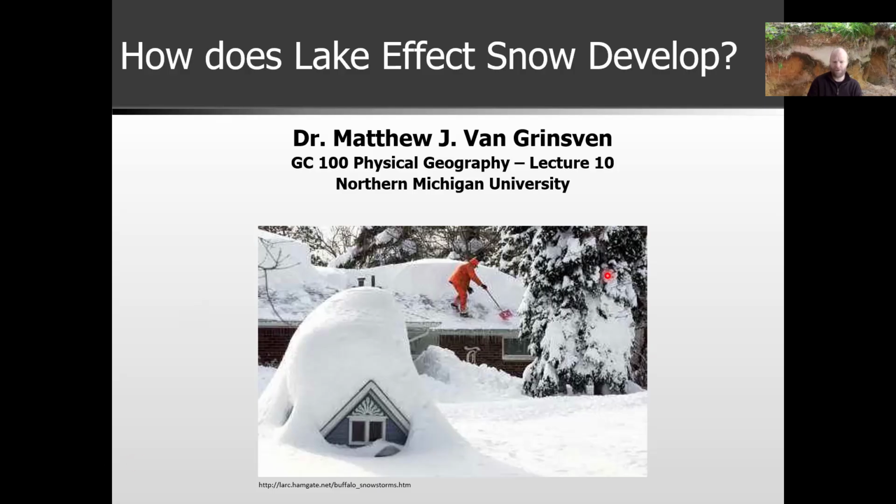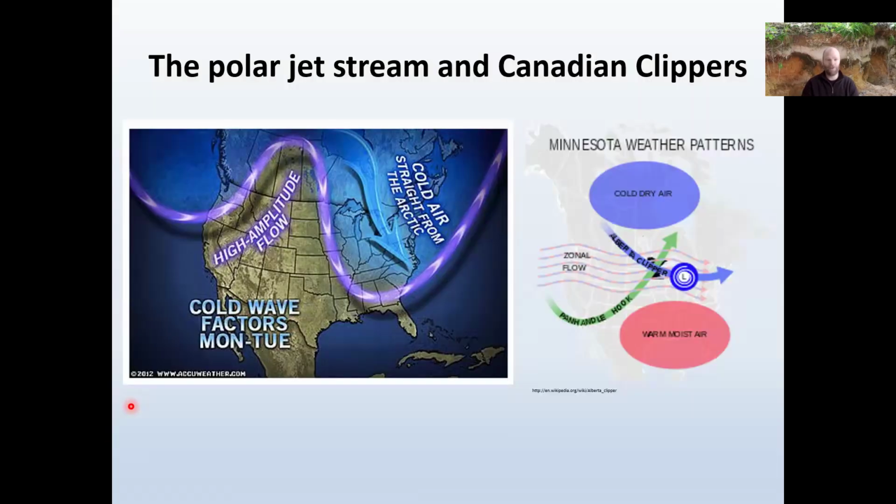So let's begin here with a picture of, in this case, Buffalo, New York, also a very distinct area receiving lake effect snowfall near Lake Ontario. And here, shoveling the roof, a common activity here in Michigan as well, due to the excessive abundance of lake effect snow that we receive. All right, enough about that. Let's get going. So, how does this work?